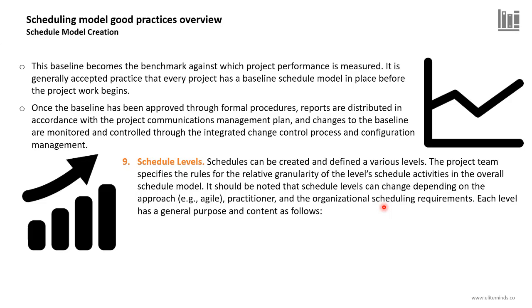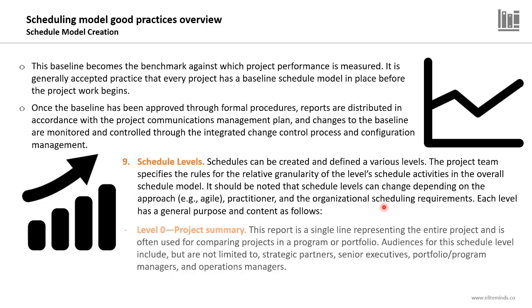Each level has a general purpose and specific content. The first level is level 0, or project summary. This report is a single line representing the entire project, and it's often used for comparing projects in a program or portfolio. Audiences for this schedule level include strategic partners, senior executives, portfolio or program managers, and operations managers. So for level 0, the whole project will be represented in a single line.